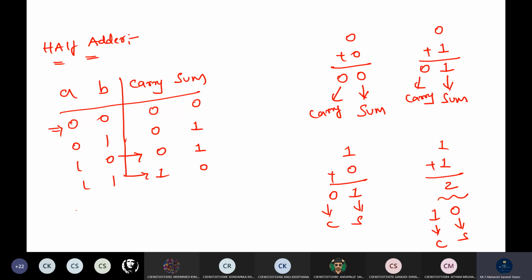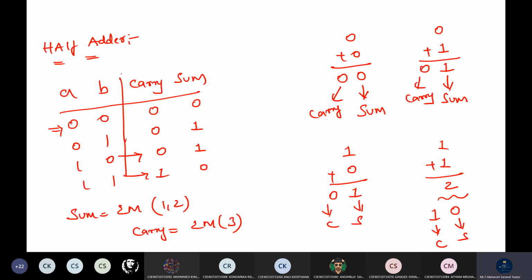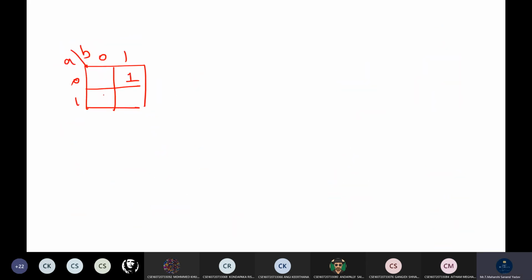So what are the minterms for sum? 1 and 2. Carry? 3, sir. 3. Do the K map. Inputs are A and B. So minterms for sum are 1 and 2. So this is 0, this is 1, this is 2. And for carry it is 3. So in this place it will be 1.